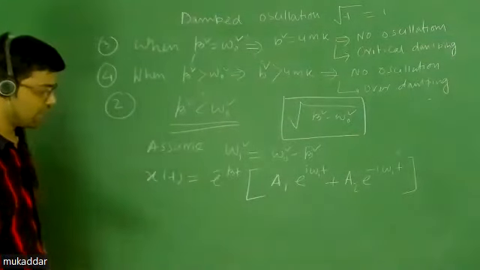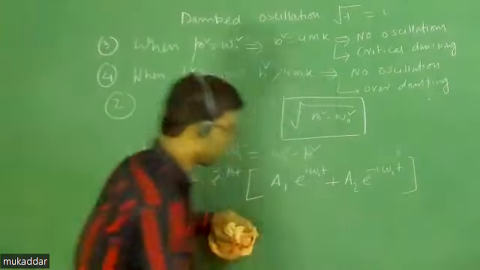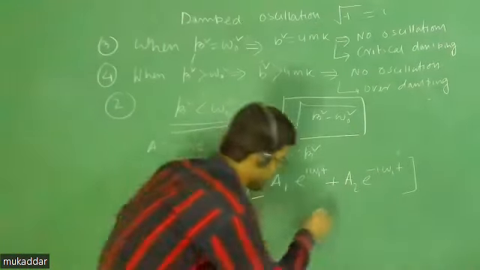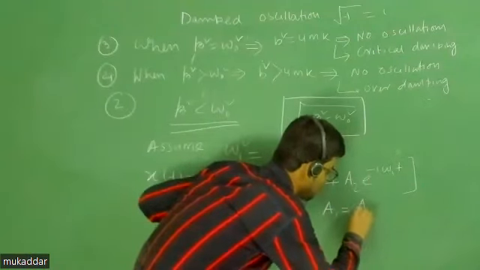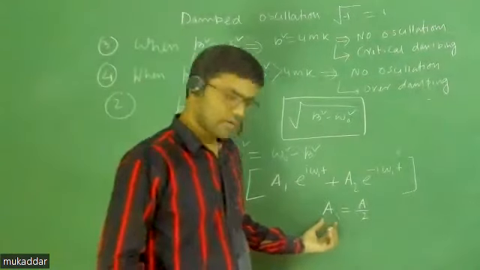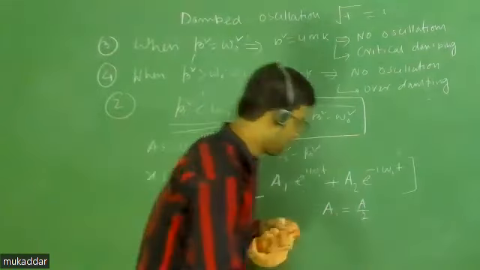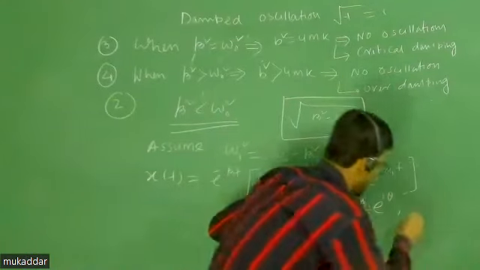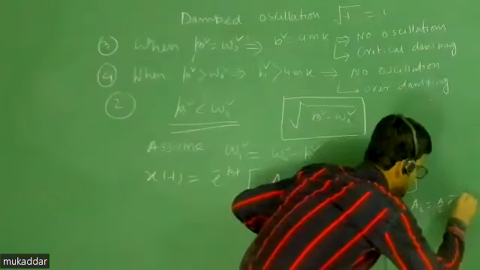What is a1 and a2? They are basically constant, right? Yes, a1 and a2 are constants. So for the sake of simplicity of our calculation, I'll assume that constant a1 will be some other constant a by 2 with some phase factor e to the power i theta, and similarly I'll assume a2 will be a by 2 e to the power minus i theta.